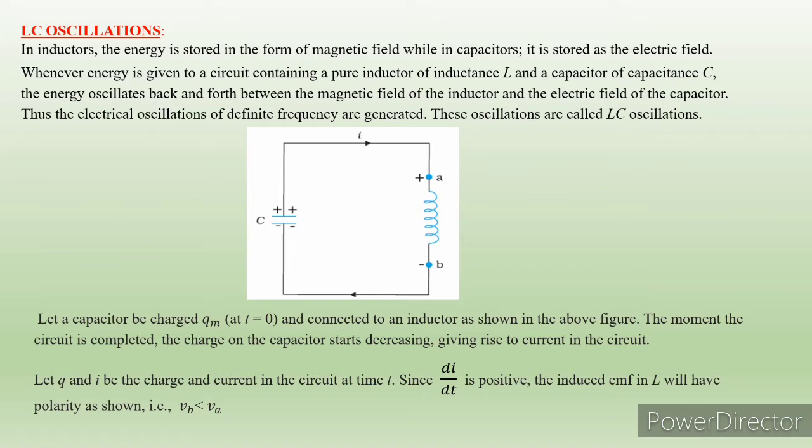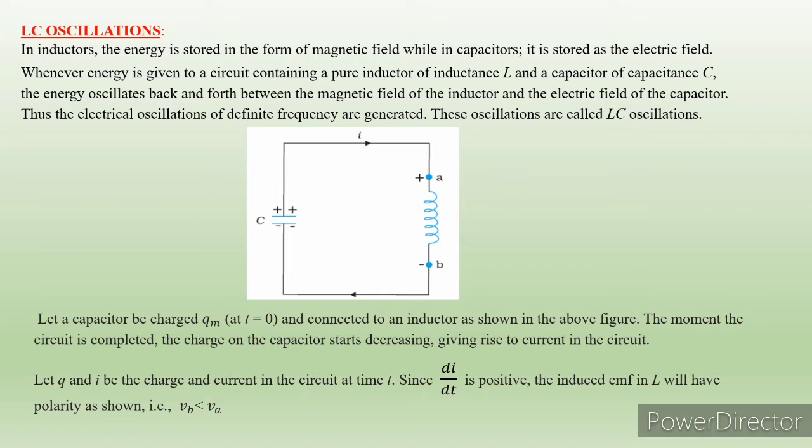Now look at the circuit consisting of a charged capacitor of capacitance C and an induction coil of self-inductance L. Let a capacitor be charged to Qm at a time t equal to 0 and connected to an inductor as shown in the above figure. The moment the circuit is completed, the charge on the capacitor starts decreasing, giving rise to current in the circuit. Let Q and I be the charge and current in the circuit at a time t.